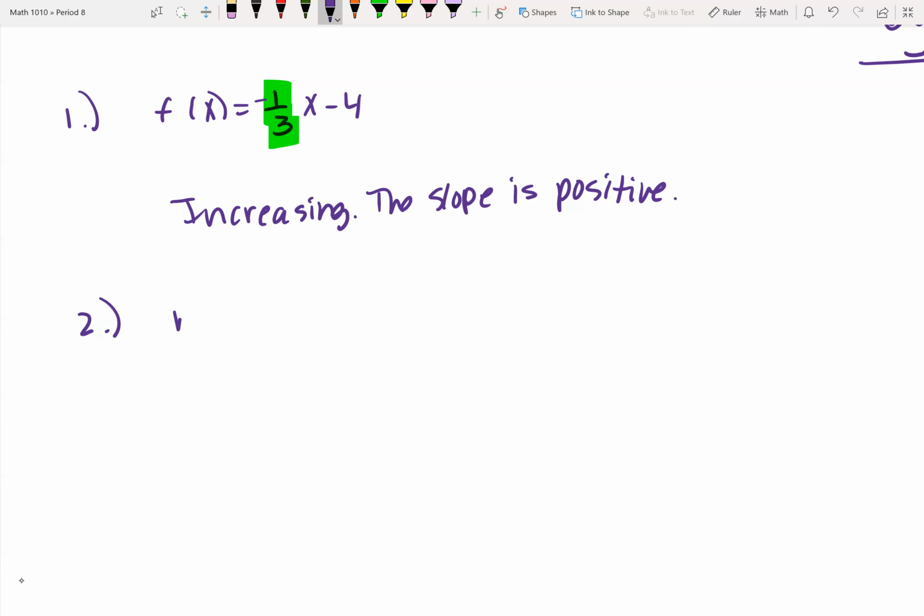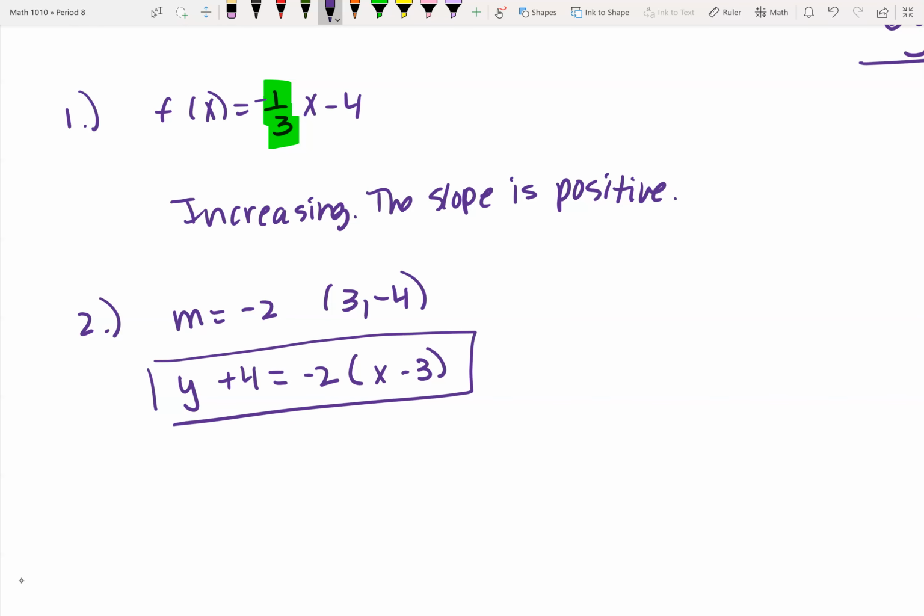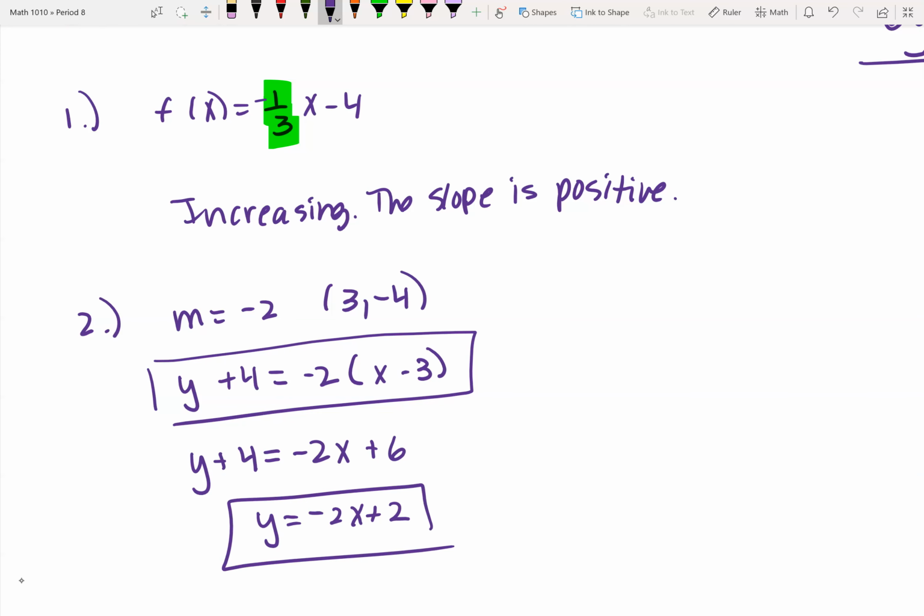Number 2, write the equation of a line that has a slope of -2 and passes through the point (3, -4). So you go y minus the y value, which is -4, minus a -4 is a +4, is equal to the slope, which is -2, times x minus the x value, which is 3. It doesn't say how to write it, so you could leave it like that. That's point slope form. If they asked you to write it in slope intercept form, distribute the -2: -2x plus 6, move your 4 over, y equals -2x plus 2. That's your answer in slope intercept form.